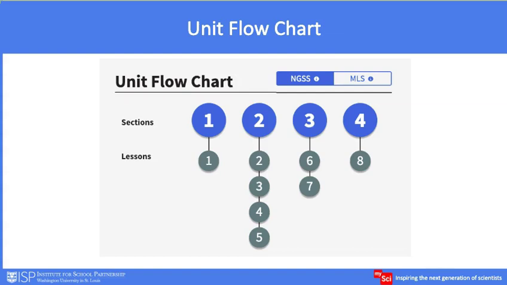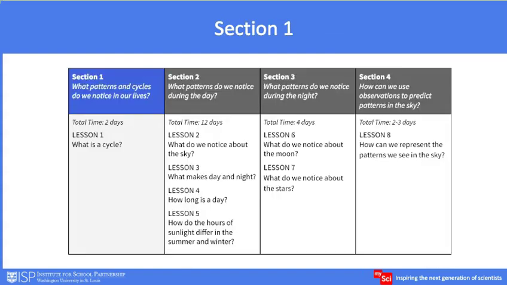Now that we have an idea about what students will study in this unit, take a look at the unit flowchart. This unit is divided into 4 sections, and there are 8 lessons total. Section 1 asks students to explore what a cycle is and how a cycle is a pattern. This section will take about 2 days.